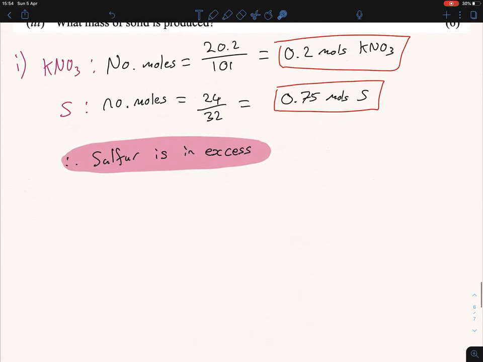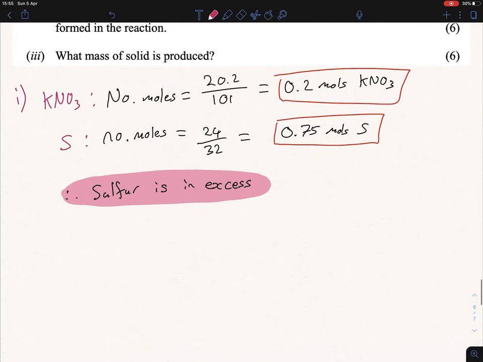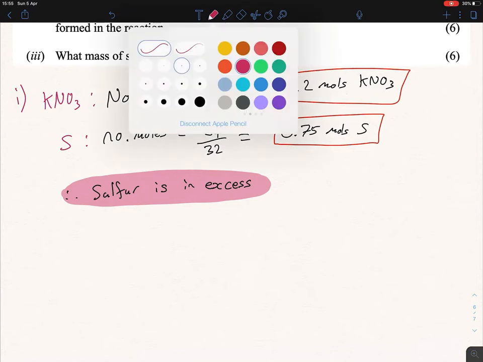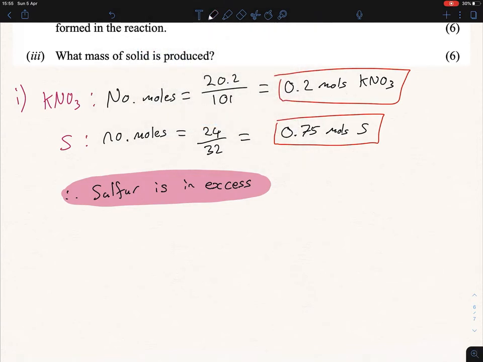Okay, so what do we do? Well, it's not that difficult. All you have to do is find out the number of moles of sulfur that will actually react fully, completely with the KNO3. So what do we do? You want to get your 0.2 moles of KNO3. You're going to divide that by 4 and multiply it by 5.